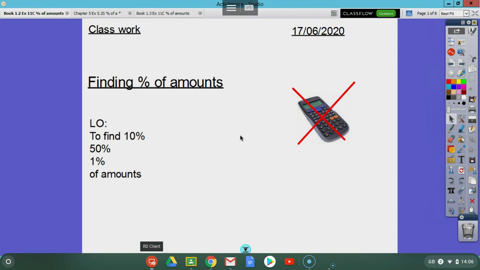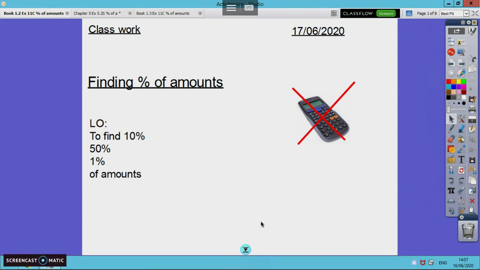And you'll notice that I've put a calculator with a big cross through it, which means that this work is non-calculator, so you don't need a calculator with you. We're just carrying on to help strengthen this work, because percentages is such an important topic. So pause the video, write everything down that you need to, and we'll get going.